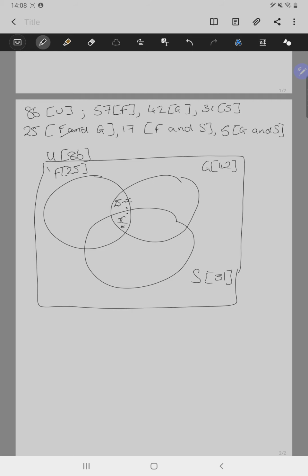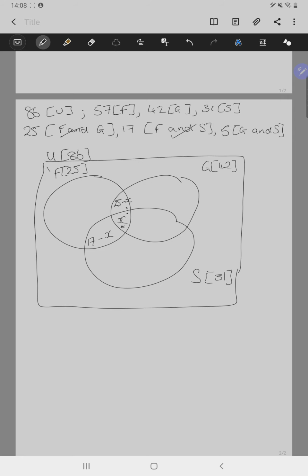Looking to the left, where we have 17 people in total study French and Spanish, that would be this entire section here. All of this has to add up to 17. We have the middle section being described as x. So when we have the middle section, we subtract it from the total of the intersection to find the part on the outside by itself. Since that middle intersection is x, if we subtract x from 17, that gives us 17 minus x.